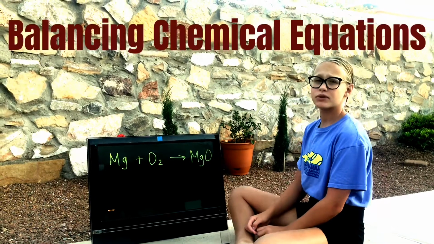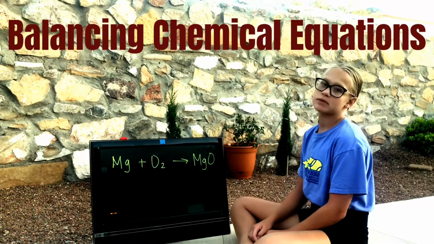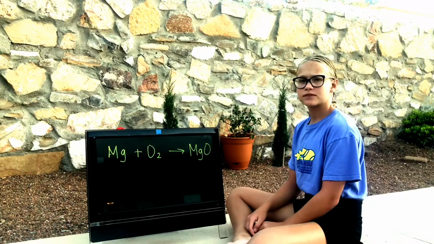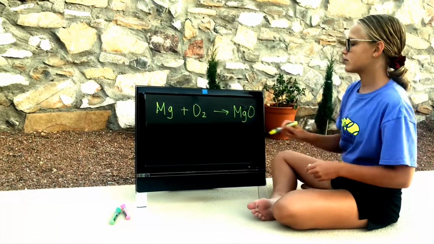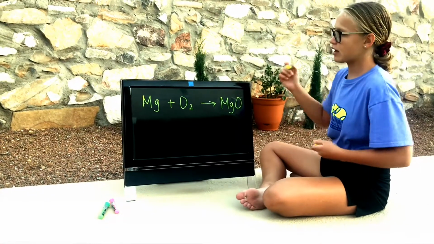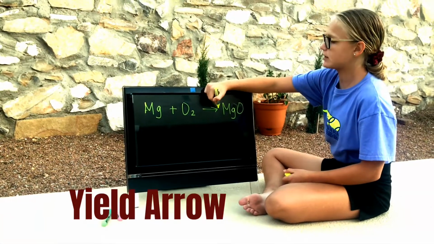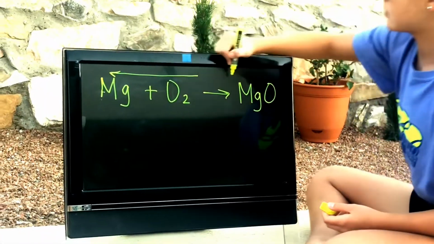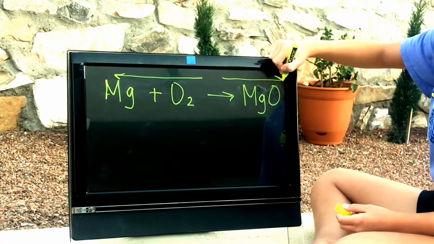How to balance chemical equations. And before my mom gives you all that technical stuff, I'm going to show it to you from a kid's point of view. This is the chemical equation, and you have to first find the yield arrow right here, and the yield arrow goes from left to right.